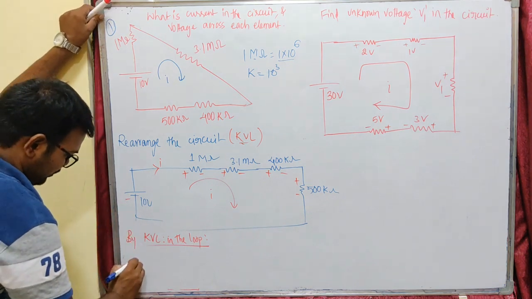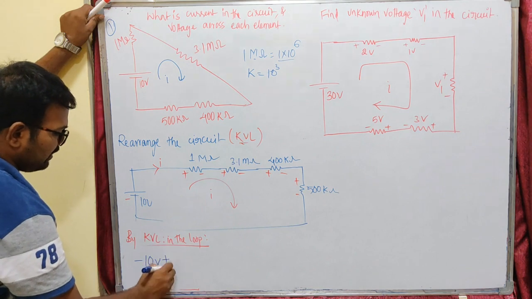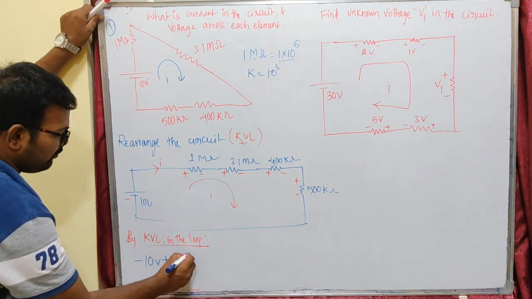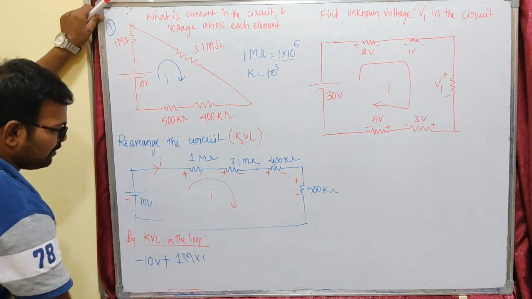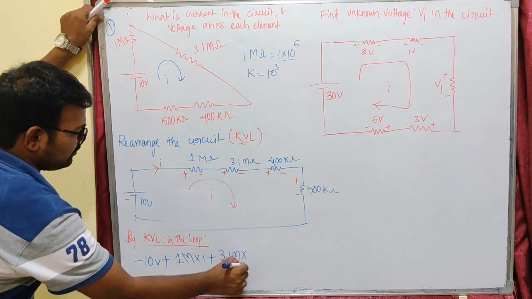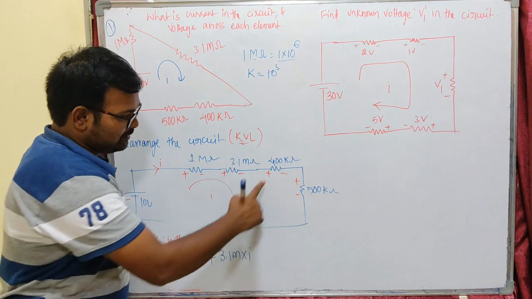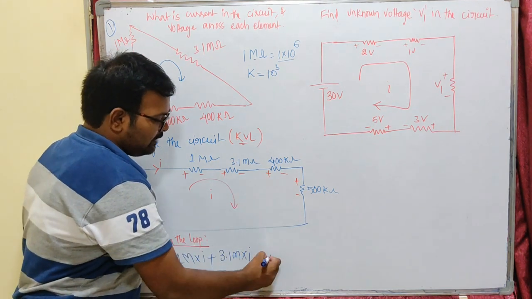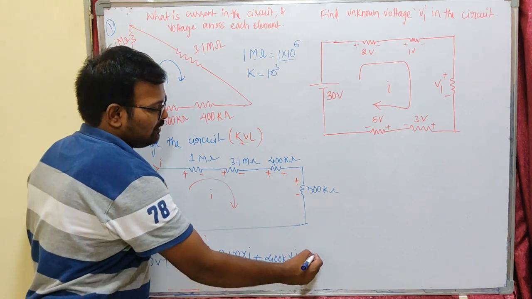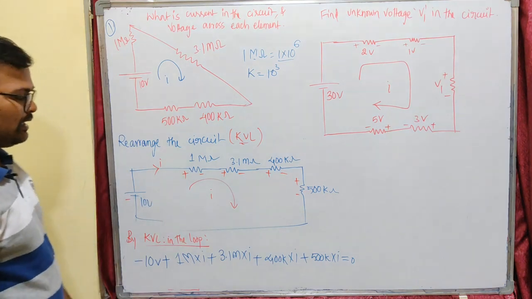We take the first terminal of the 10 volts, and the first terminal of the 1 mega ohm resistor is positive, and the voltage drop will be 1 mega ohm into its current value. Plus 3.1 mega ohm into current I, because in the series connection the current is the same in each element, plus 400 kilo into current I, similarly 500 kilo into current I. This should be equal to 0 according to KVL.